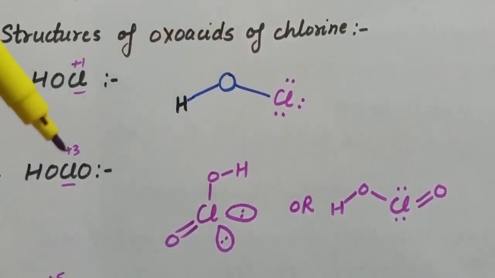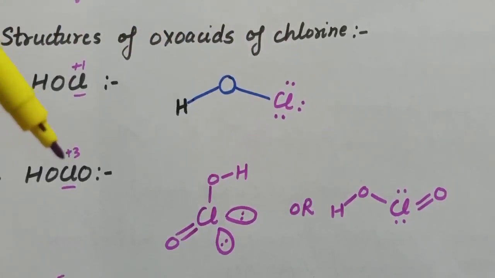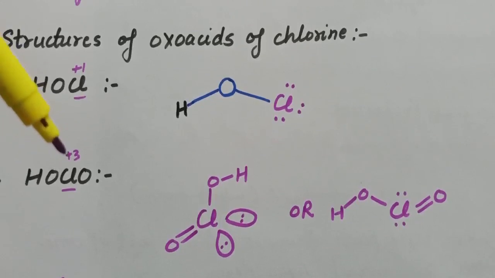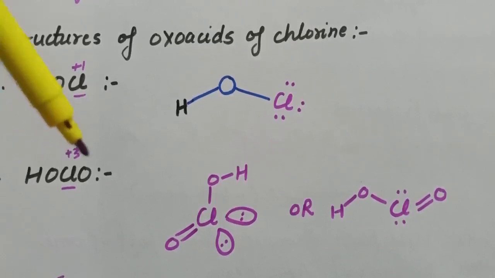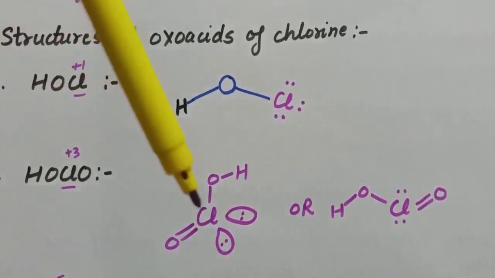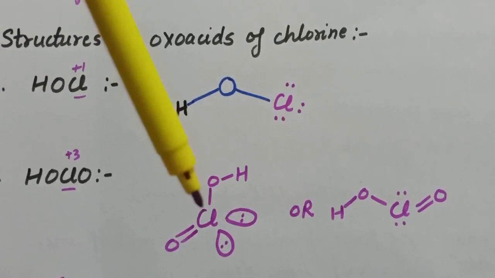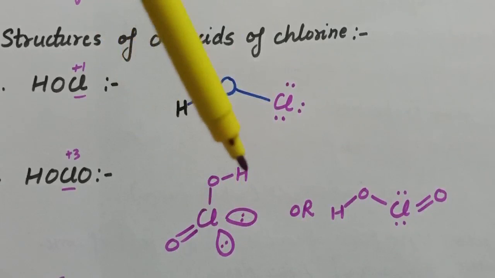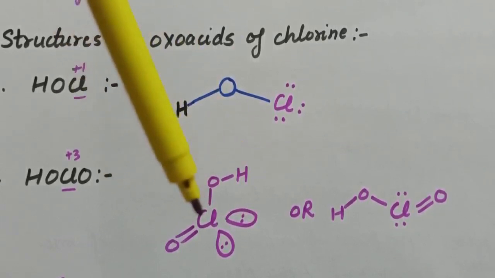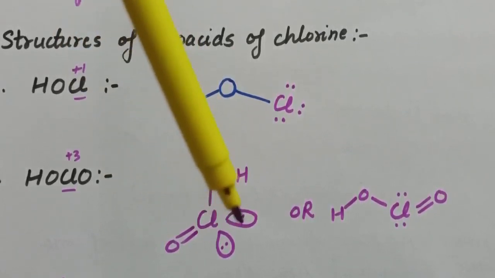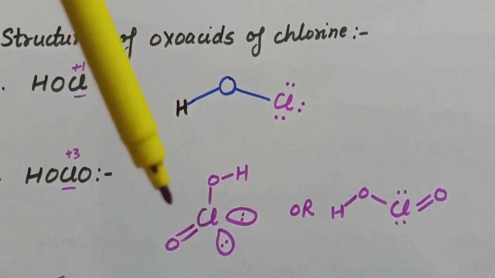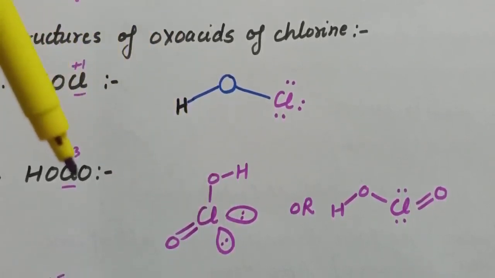Next is HOClO, or you can write it in the form of HClO2. Here the oxidation number of chlorine is +3 and the structure of HClO2 is, on chlorine it has 1 OH bond, 1 chlorine-oxygen double bond and 2 lone pairs are present on chlorine. So this is the structure of HOClO, or you can say HClO2.